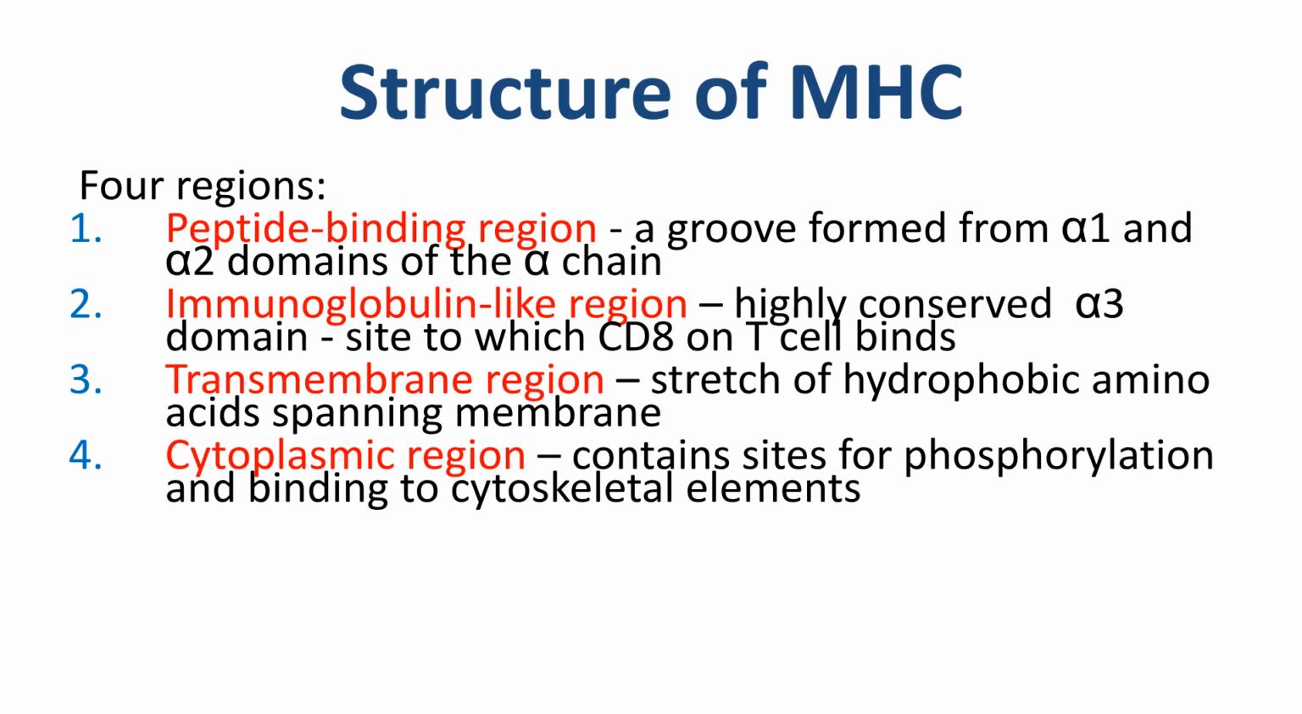Third, the transmembrane region consists of a stretch of hydrophobic amino acids spanning the cell membrane, anchoring the molecule to the cell surface. Fourth, the cytoplasmic region extends into the cell and contains sites for phosphorylation and binding to cytoskeletal elements, helping to stabilize and position the molecule. Additionally, beta-2 microglobulin, a small protein, associates non-covalently with the alpha chain and is essential for proper folding and stability of MHC class I molecules.